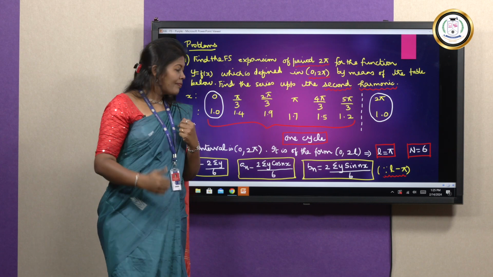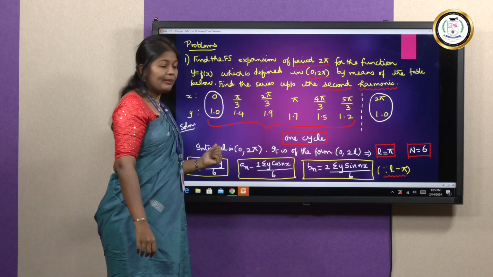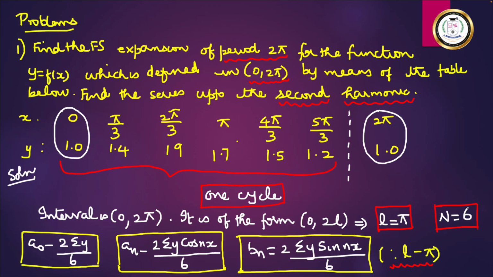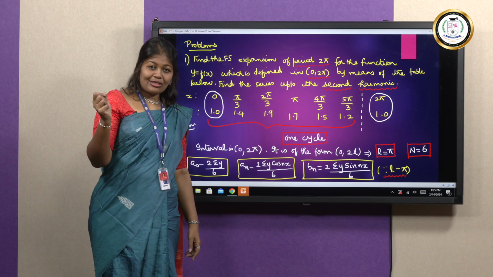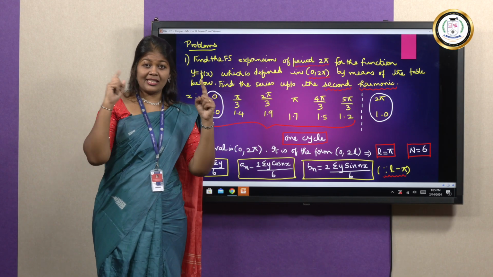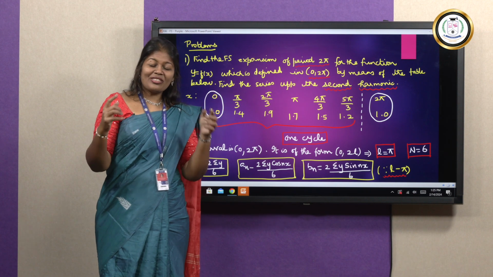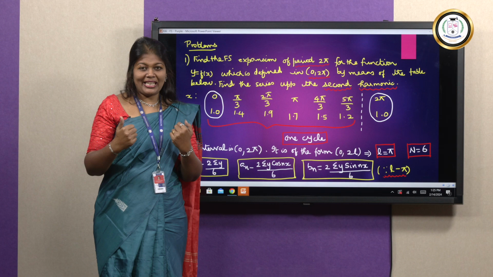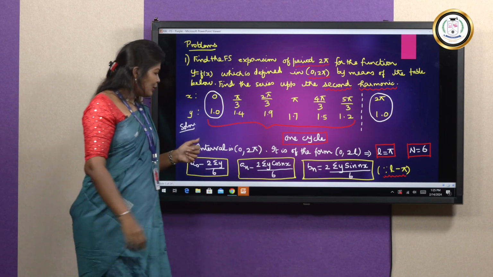But before that, first let us write down the interval. Where is it defined? 0 to 2 pi. Now, what form is 0 to 2 pi? It is of the form 0, 2L. See, there are 2 types. One is 0 to 2L, the other is minus L to plus L. Since this is of the form 0 to 2L, obviously, what is L here? L is pi.